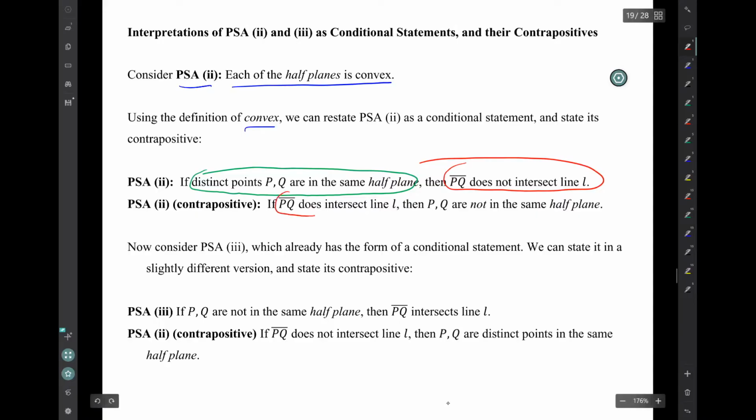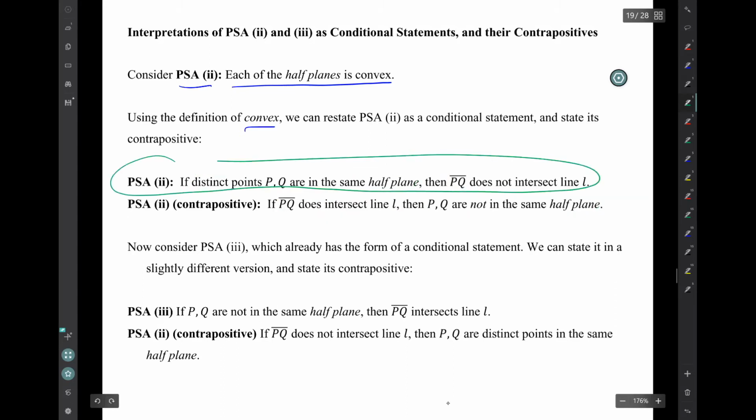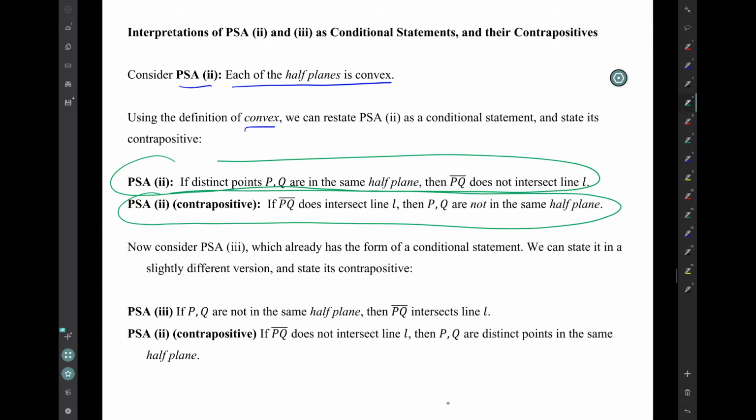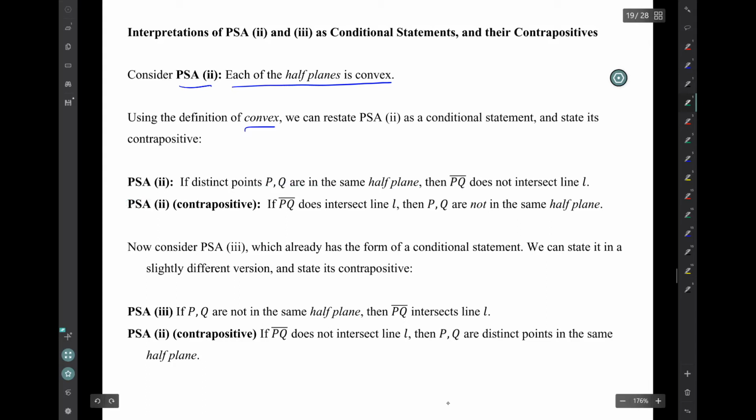If segment PQ does not intersect line L, then P and Q are not in the same half plane. So these two statements mean the same thing. They both mean PSA2. Now consider PSA3, which is already in the form of a conditional statement. If P and Q are not in the same half plane, then segment PQ intersects line L. So again, that's already stated as a conditional statement.